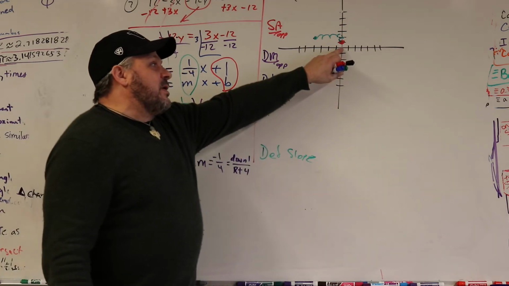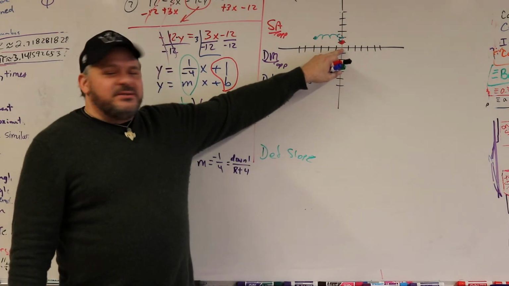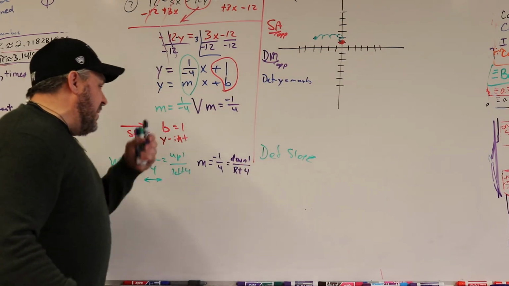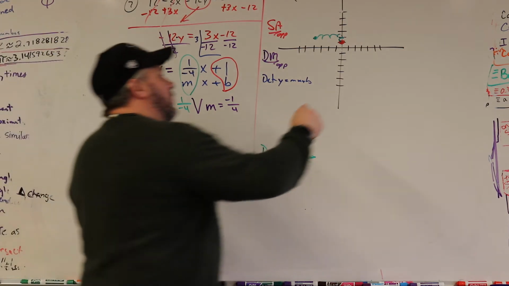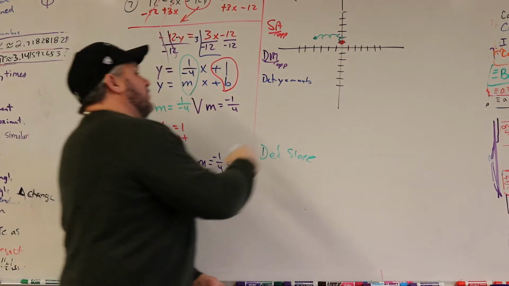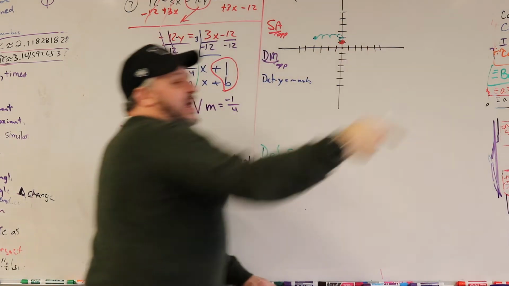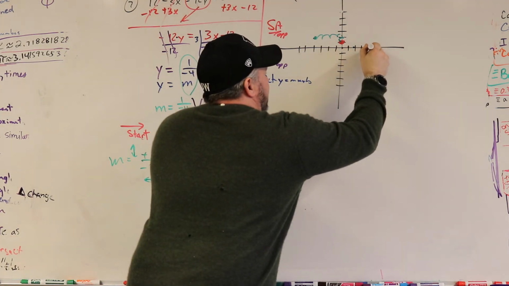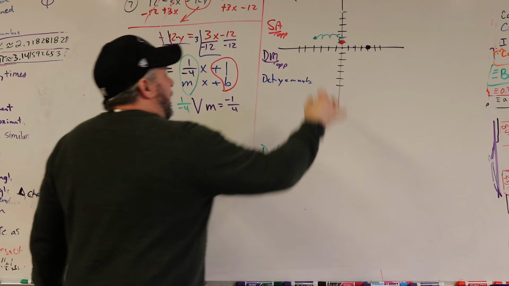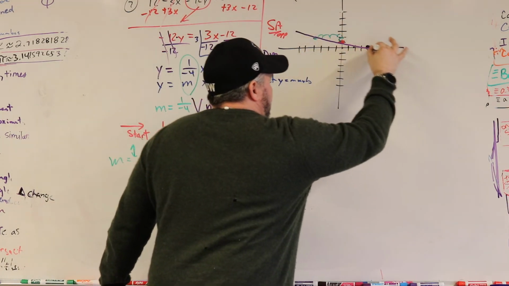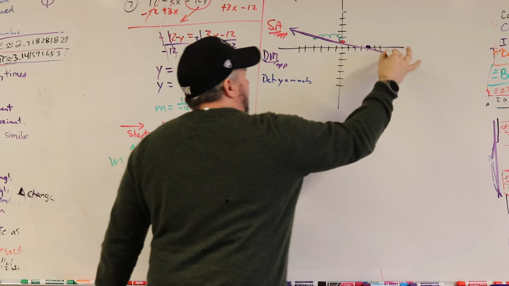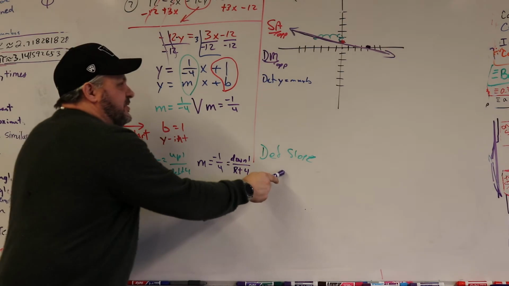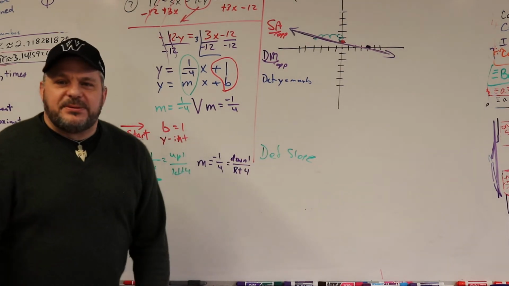Now, a lot of students start right here from the origin. No, no, no. Your starting point, b. Always go back to your starting point, then to your slope. So down 1, boom, and right 4. 1, 2, 3, 4. And there's my point. Okay? And draw your line. And that's it. We have everything in there. Definition of slope, definition of y equals mx plus b.